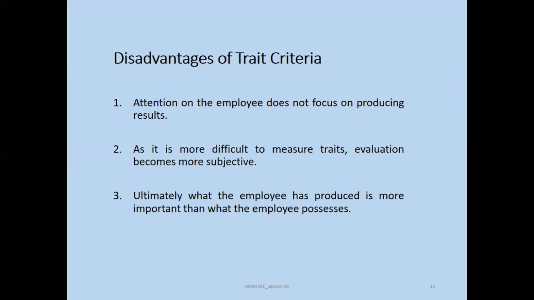Ultimately, what the employee has produced is more important than what the employee possesses. Most organizational goals are directly related to what the employee has produced. The way of achieving is indirect. And here, if we use trait criteria only, that emphasizes only the path, how the employees are going to achieve the requirement, not what they have achieved. That is another disadvantage of trait criteria.